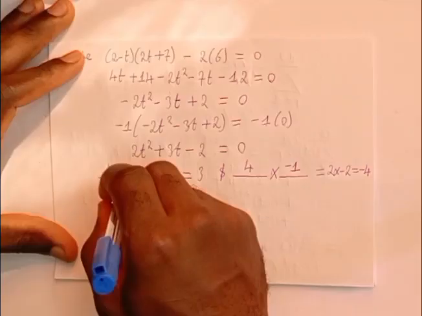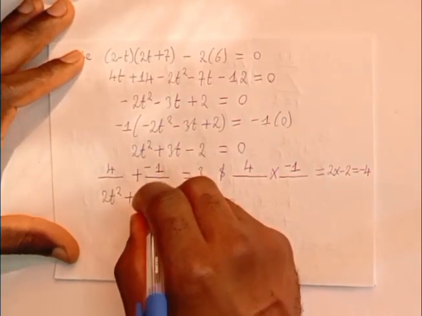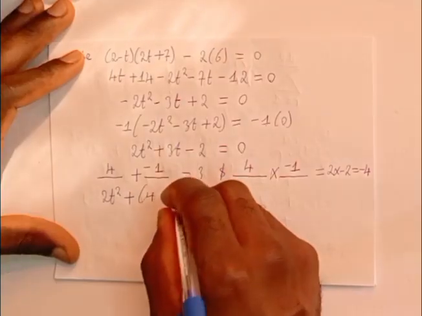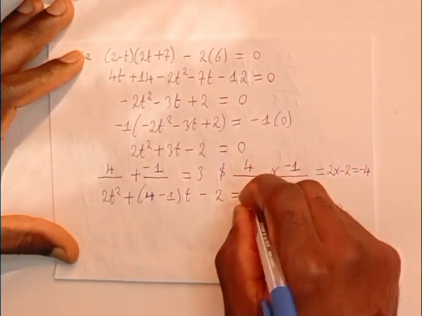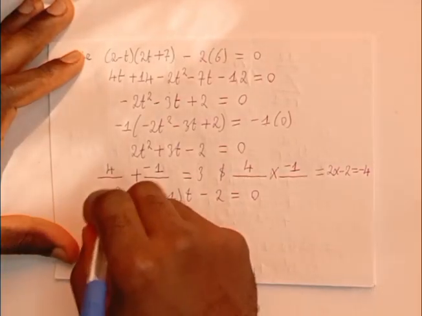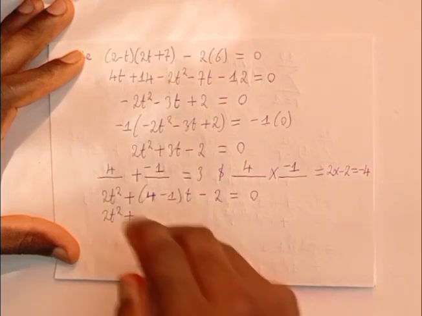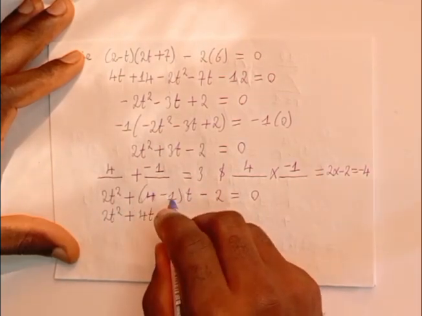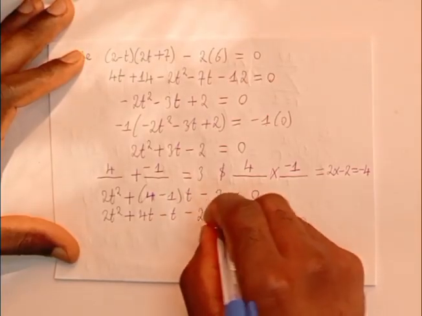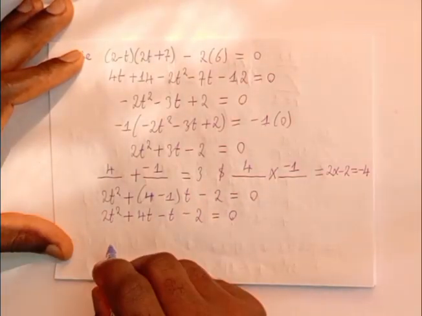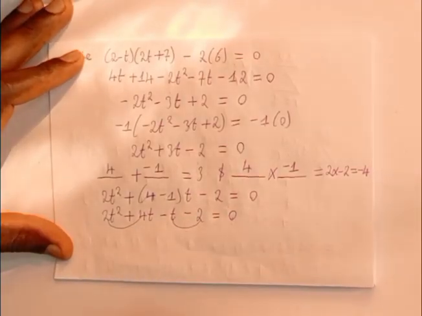This will give us 2t squared plus, we are going to replace 3t with 4 minus 1 times t, minus 2 is equal to 0. This will give us 2t squared plus, expanding this bracket, 4 times t gives us 4t, negative 1 times t gives us negative t, minus 2 is equal to 0. Next, we have to factorize. We take the first pair, we factorize. We take the second pair, we factorize.